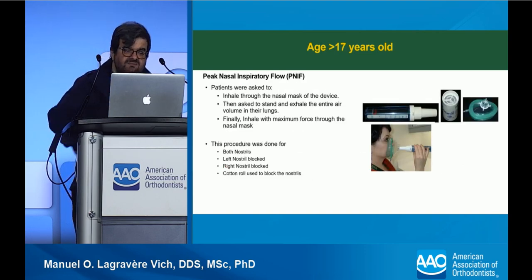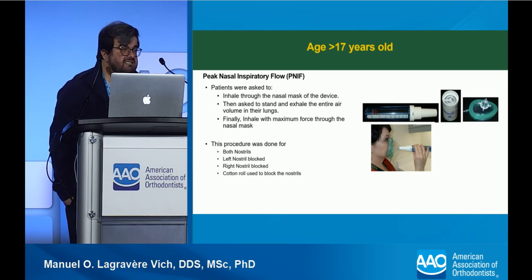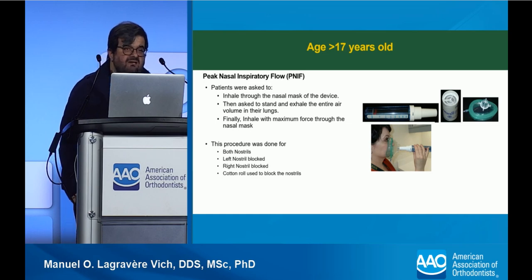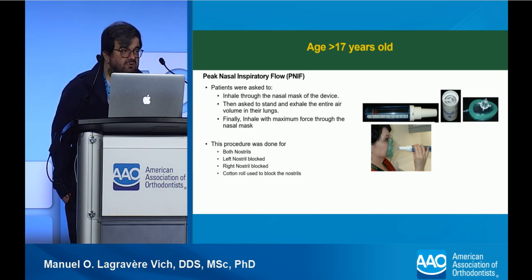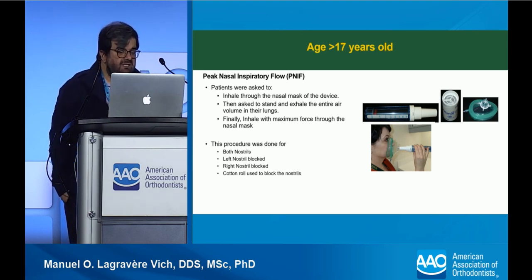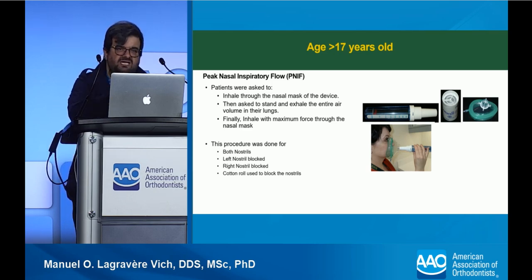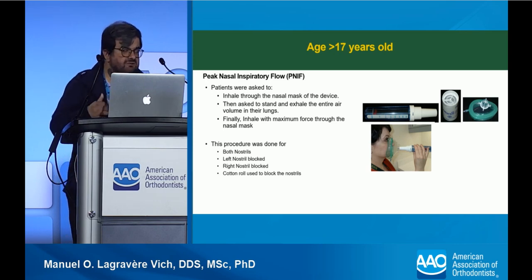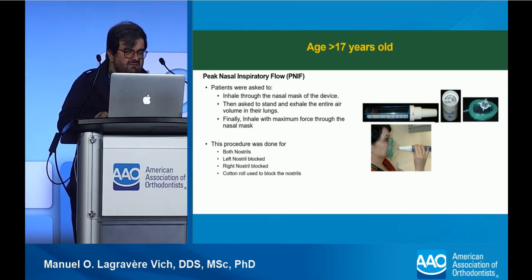So what we did with these patients also is analyze the peak nasal inspiratory flow. What that does is we tell the patient to breathe through this tube, and we analyze the force and how much they can move that gadget inside the tube, and then we register it in numbers. We do it through the mouth, and through both nostrils, and then we cover one nostril, they do it through the left nostril, and then we do the opposite on the right nostril. This method has also been validated to give us a perspective of what the patient is doing.